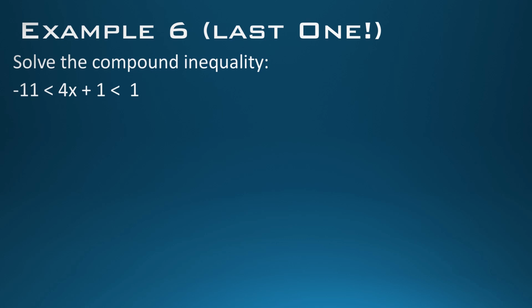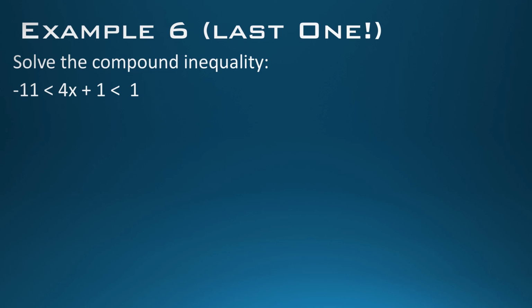Alright, example 6, this is the last one. Solve the compound inequality. We have negative 11 is less than 4x plus 1, which is less than 1. Now this is a unique style of compound inequality. This is really an AND statement, but the way they write it is a little weird. We do have to solve this first to get it into the right format.